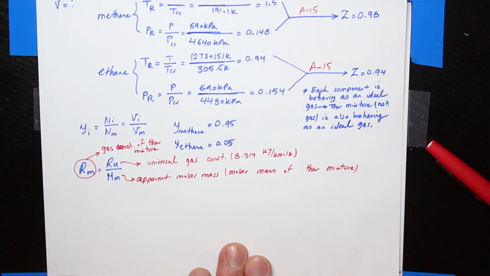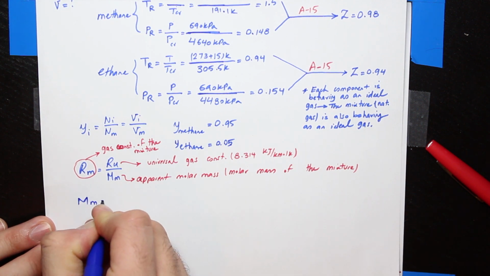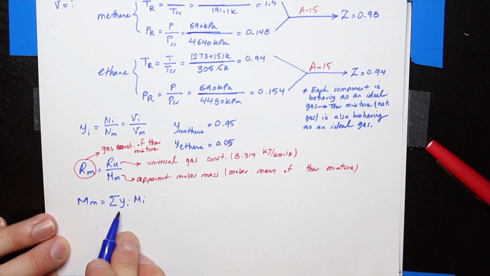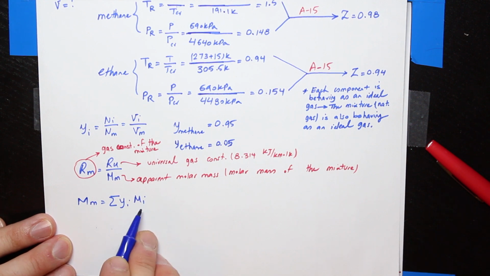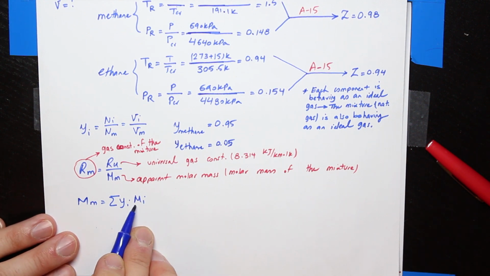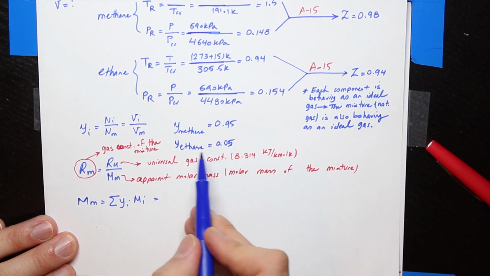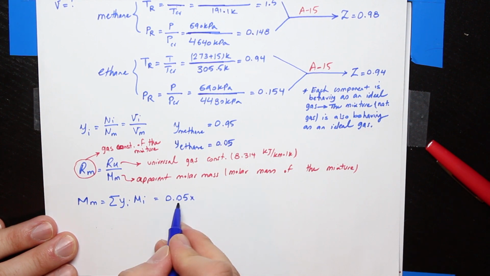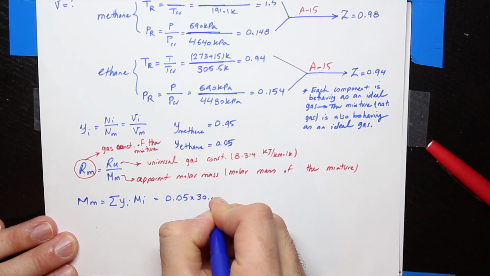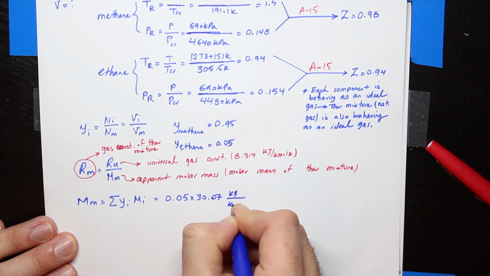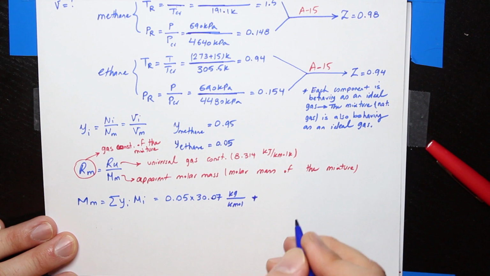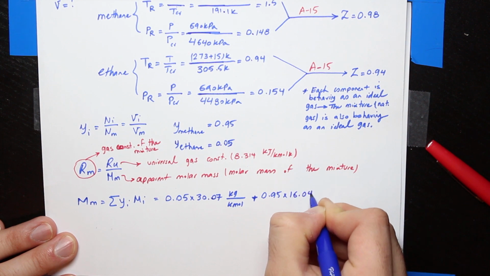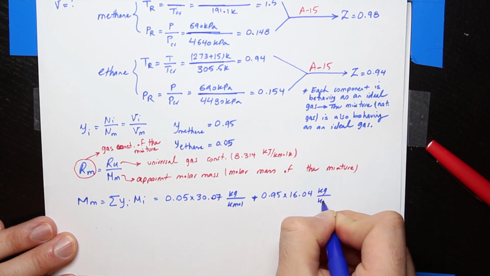The way that I'm going to obtain Mm is this way. So Mm is equal to the sum of mole fraction of each component multiplied by molar mass of that component. So I have two components. Let's start with this one, 0.05 multiplied by molar mass of this component, which is 30.07 kilogram per kilomole. And I will explain after that what these numbers are, plus 0.95 multiplied by 16.04 kilogram per kilomole.